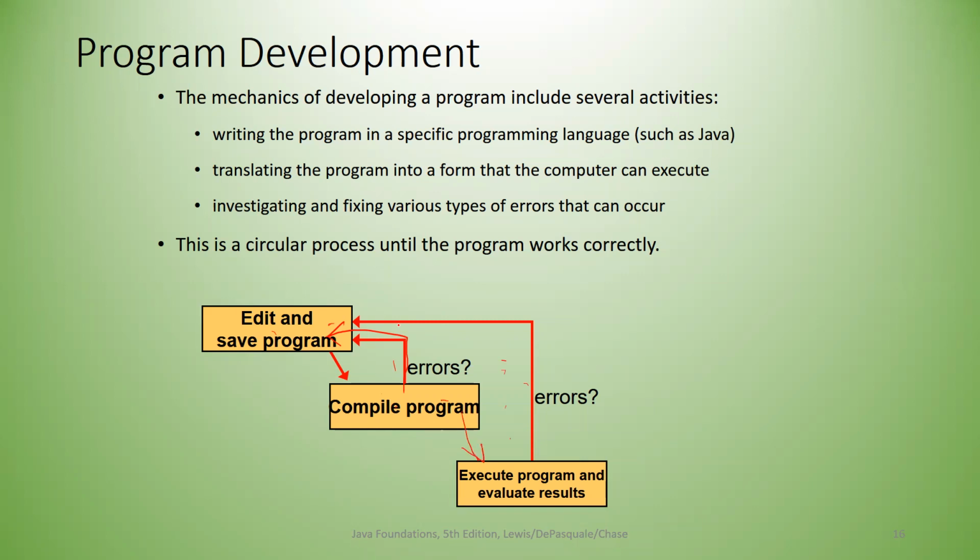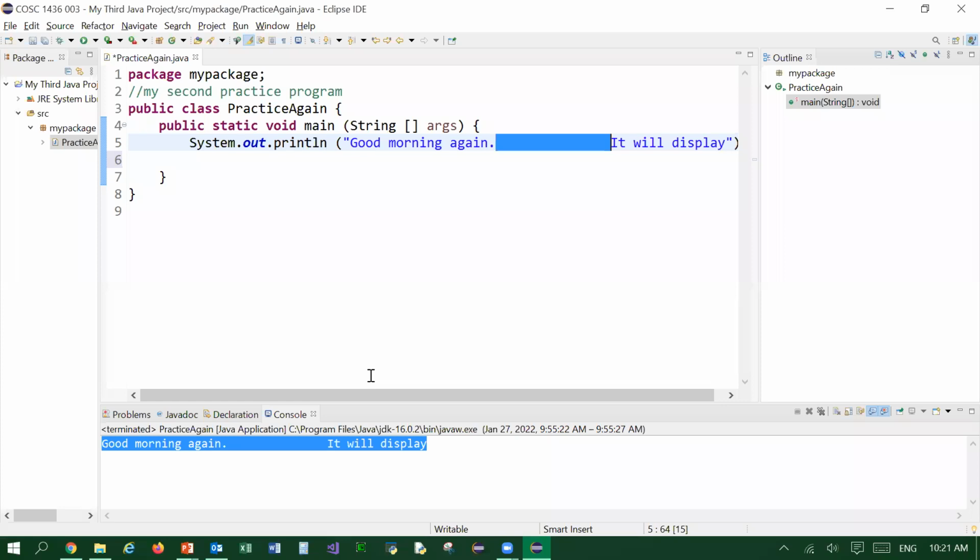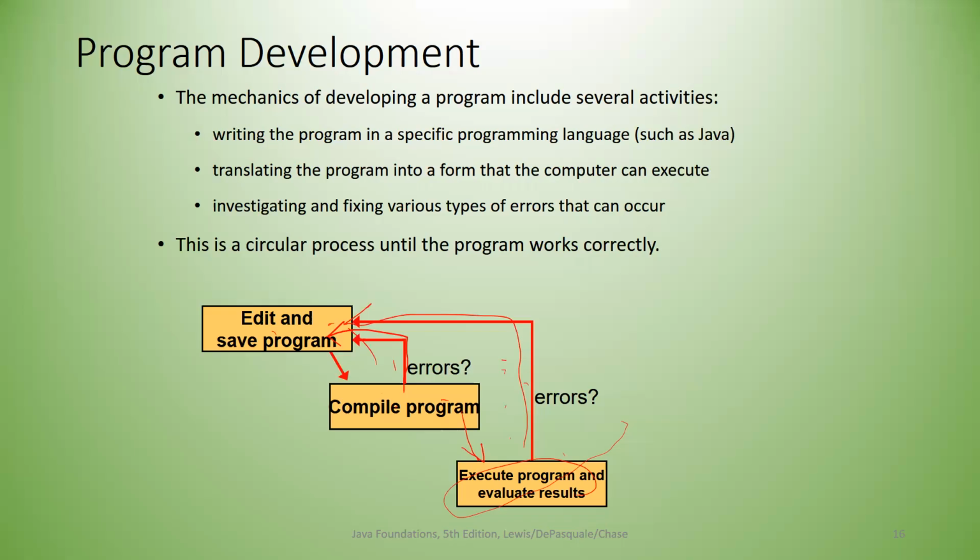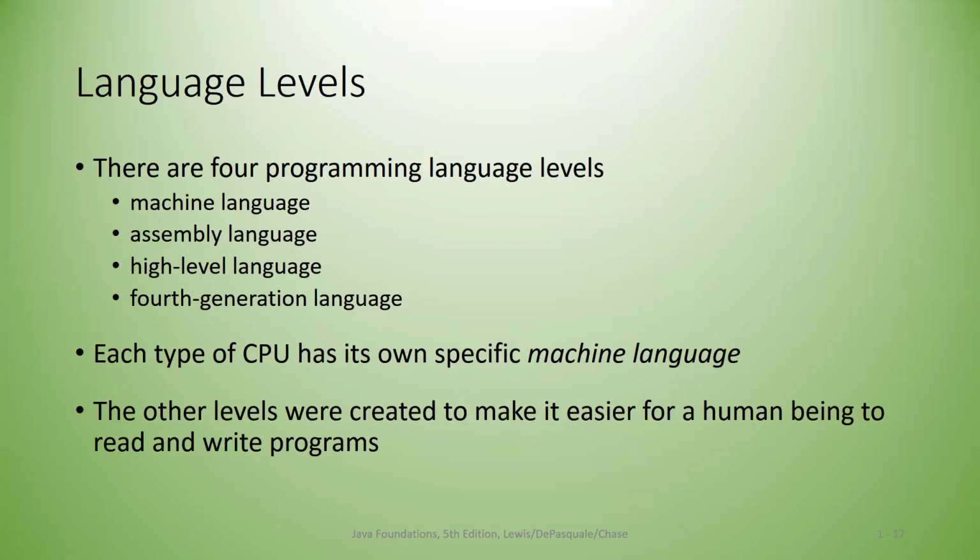So once it's compiled, it will go to execute the program and evaluate the results. If there are errors here, you go back to re-edit your program. So that's the process. It's a circular process. Just like when we write this, if there are errors, it doesn't compile, we go back. And if what we displayed is not what we meant, we go back and recode. So this is once again a circular process. Okay. Any questions?